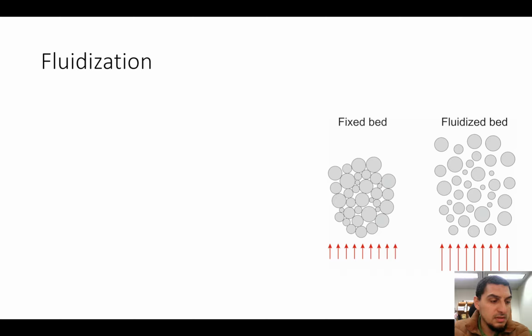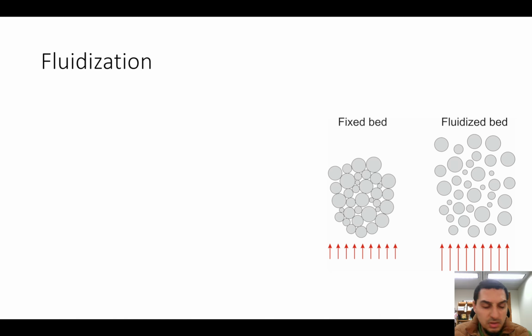Hello everybody. In this video we are going to discuss one more detail about the solid particles or beds that are composed of solid particles, and this is what we call fluidization. Before discussing fluidization and what we mean by it and how this is helping, we need to discuss a couple of drawbacks that we have when dealing with fixed beds.